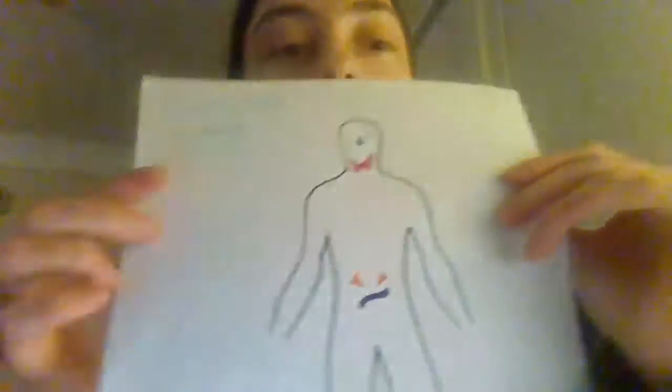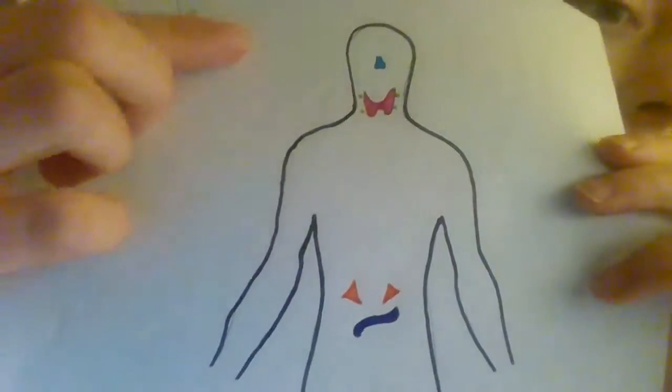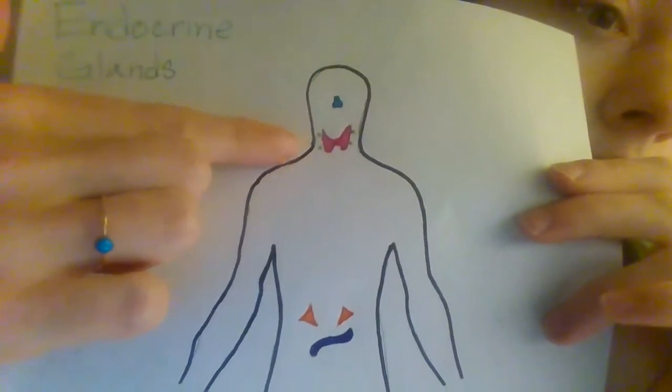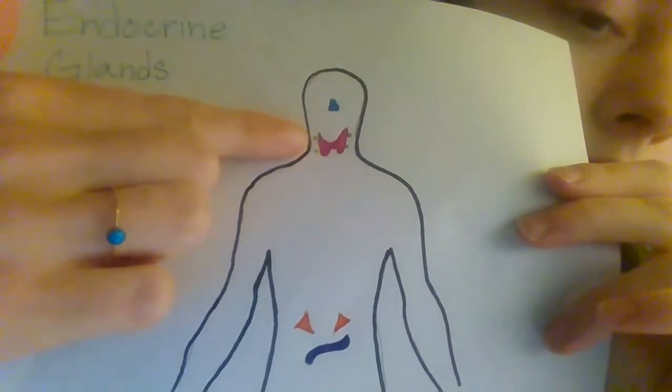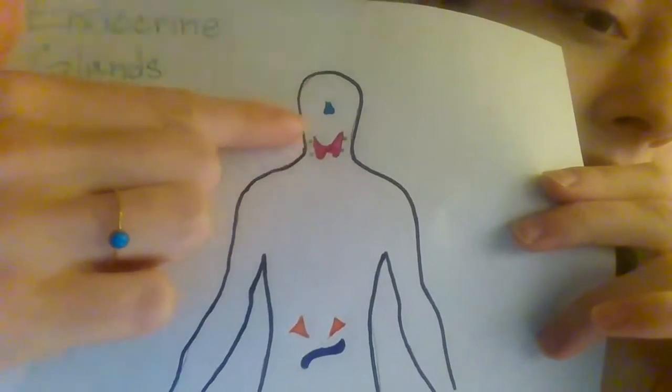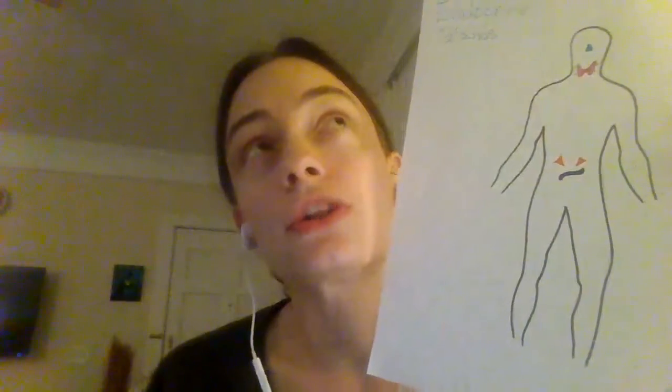And next is the parathyroid glands, which are on the posterior part of the thyroid gland. So they're like these little tiny dots in the back, and they release parathyroid hormone in response to low calcium in the blood. So they cause different systems within the body to release calcium into the bloodstream.